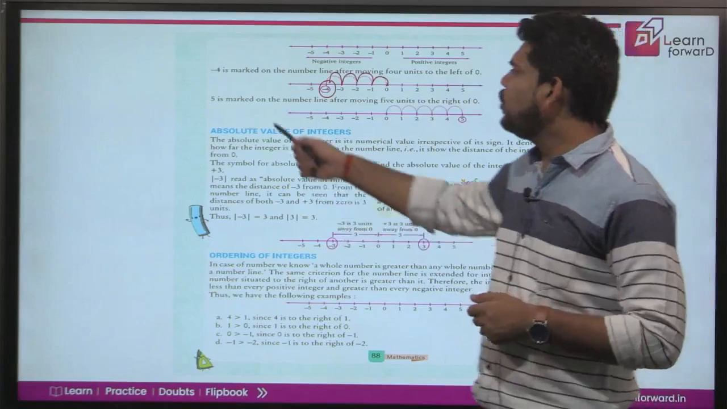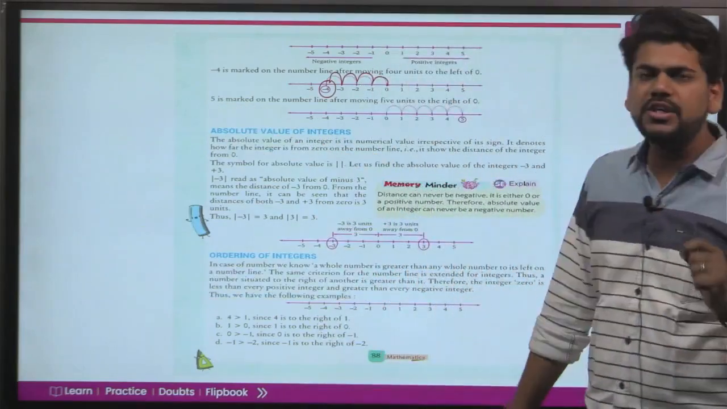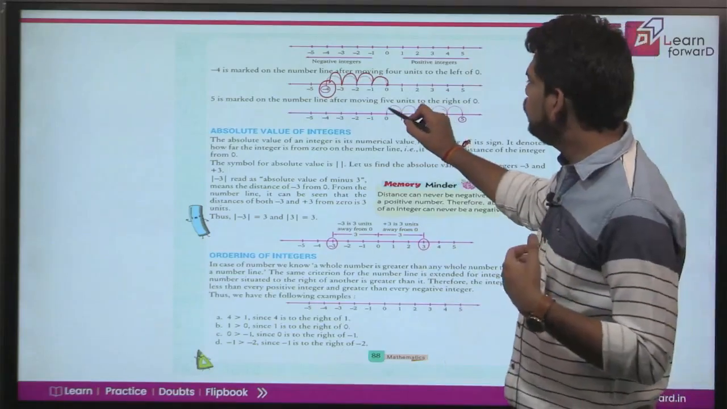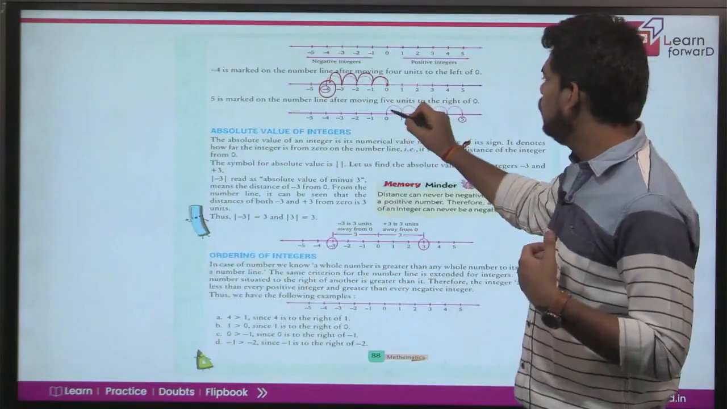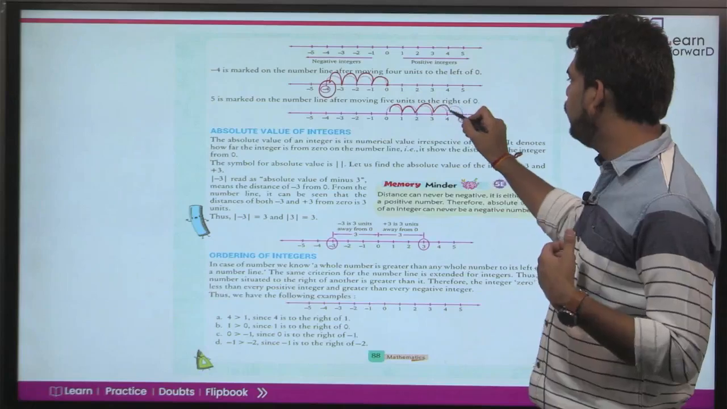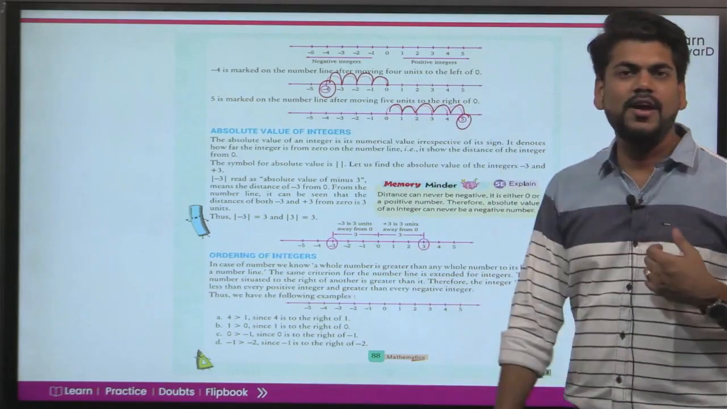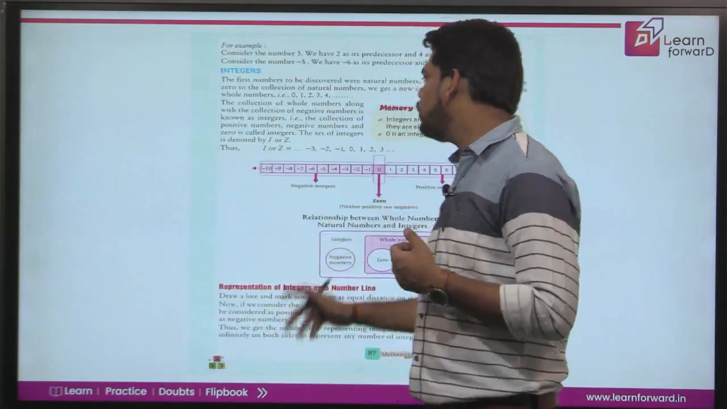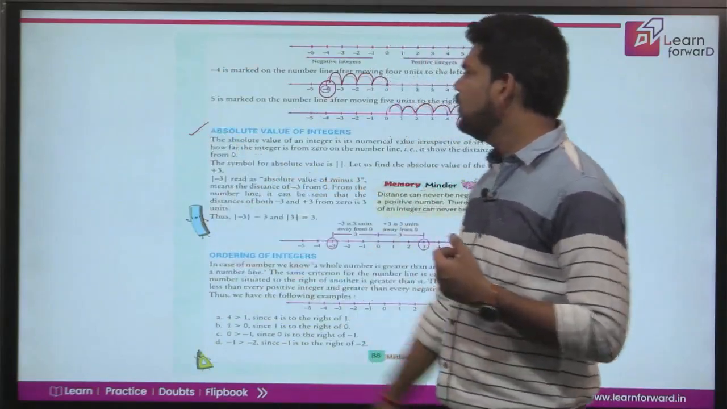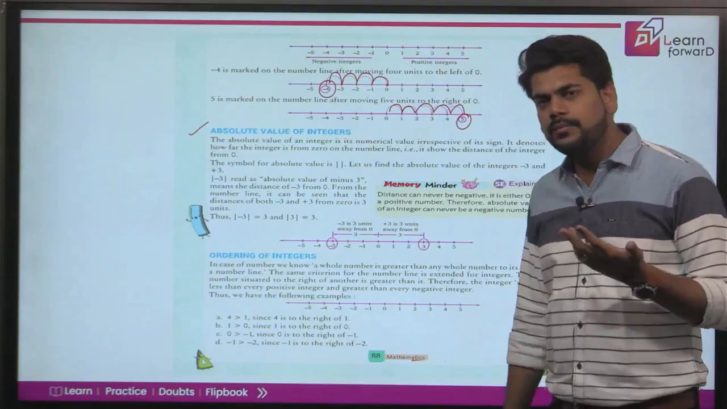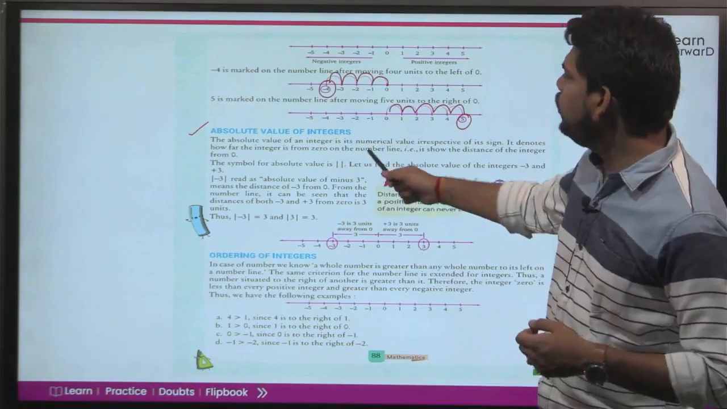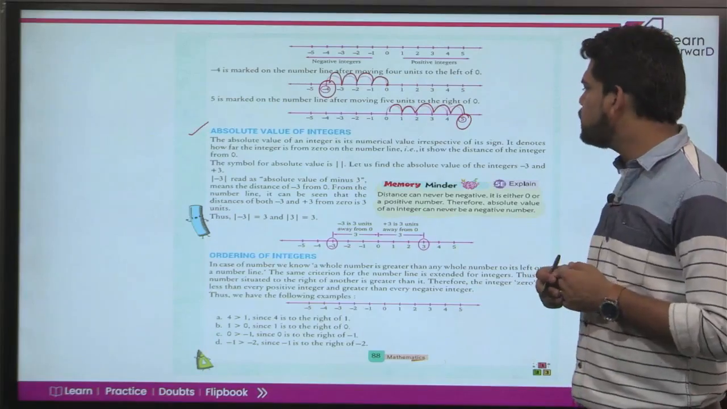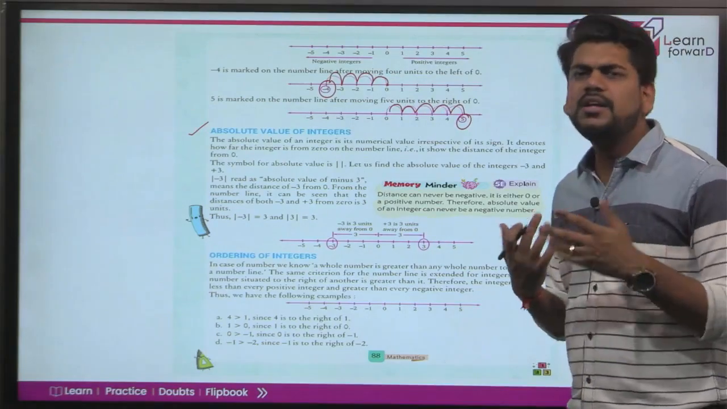Same way, if the question is asking you to put +5, now we'll move the right side from 0: 1, 2, 3, 4, 5. Here we are having 5. Fine. Now next topic is absolute value of integers. Now what do you mean by absolute? Absolute value of an integer is its numerical value irrespective of its sign. We don't consider the sign.